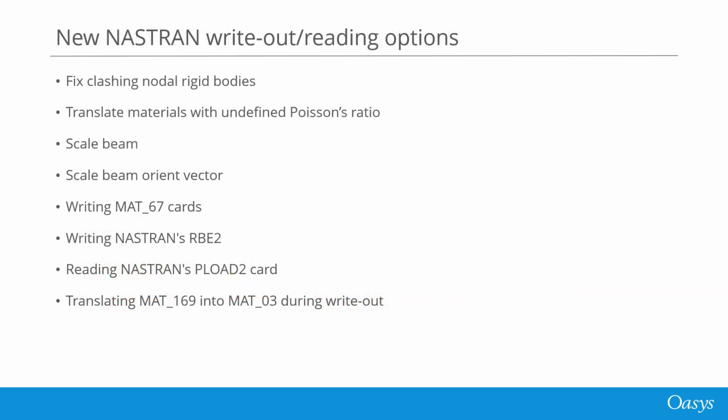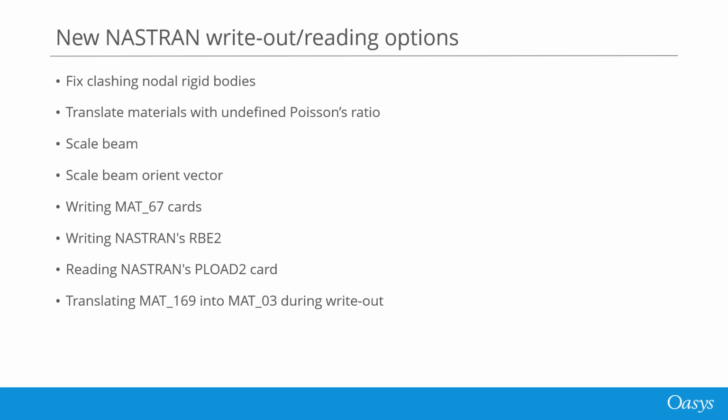We will now go through a few more Nastran write-out reading options. We have a new option to fix clashing nodal rigid bodies. DYNA combines NRBs that share nodes, but for Nastran, RBE2s must not overlap. If this option is set, if a smaller NRB is contained by a larger one, the smaller one is deleted. If multiple NRBs share the same set, all are deleted except the first. NRBs that share nodes are now combined into a single NRB.